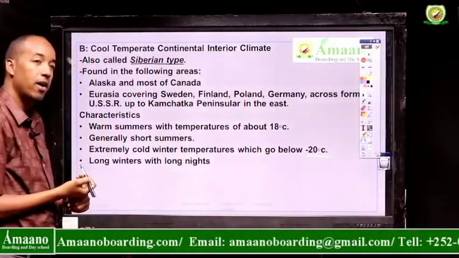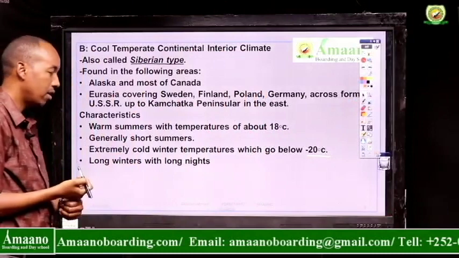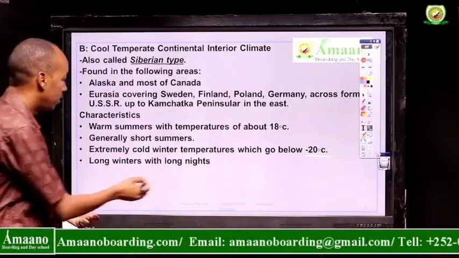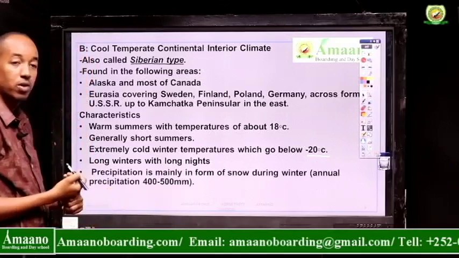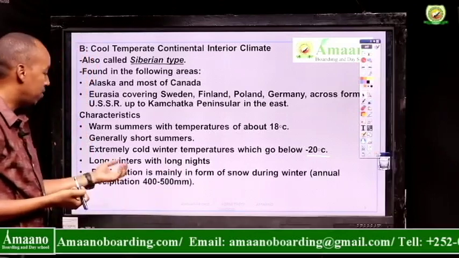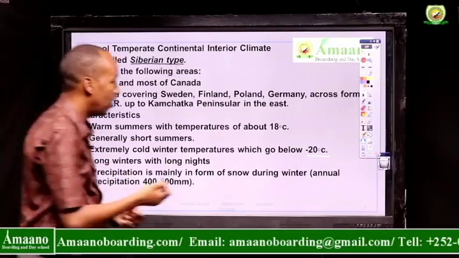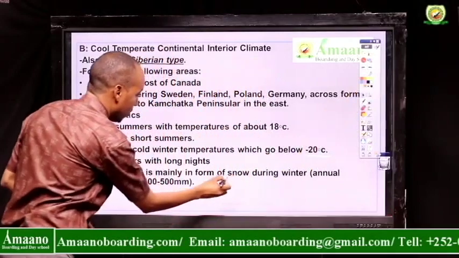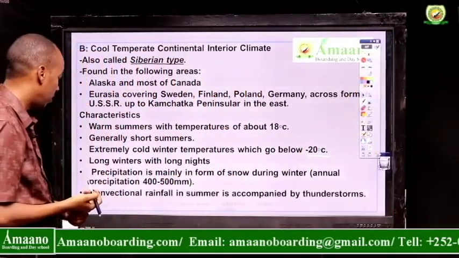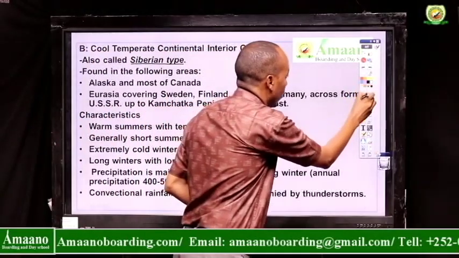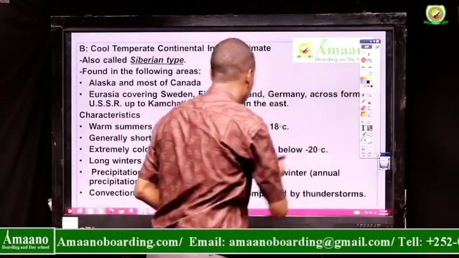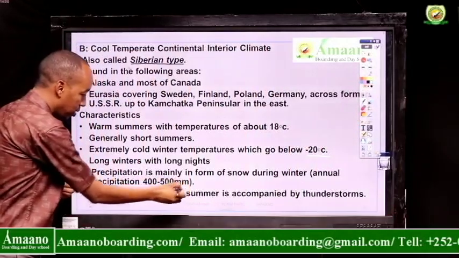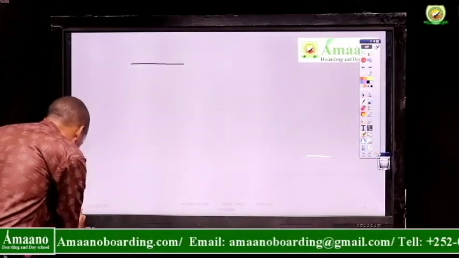Long winters with long nights. The winters are very long, and at the same time the nights are longer than days. So these are generally also the characteristics. What about the rainfall they get? Most of the precipitation and the rain they get is in the form of snow during the winter. What about the type of rain they get also? The type of rainfall they get is also called convectional rainfall. So the rain is between 400 to 500 millimeter.